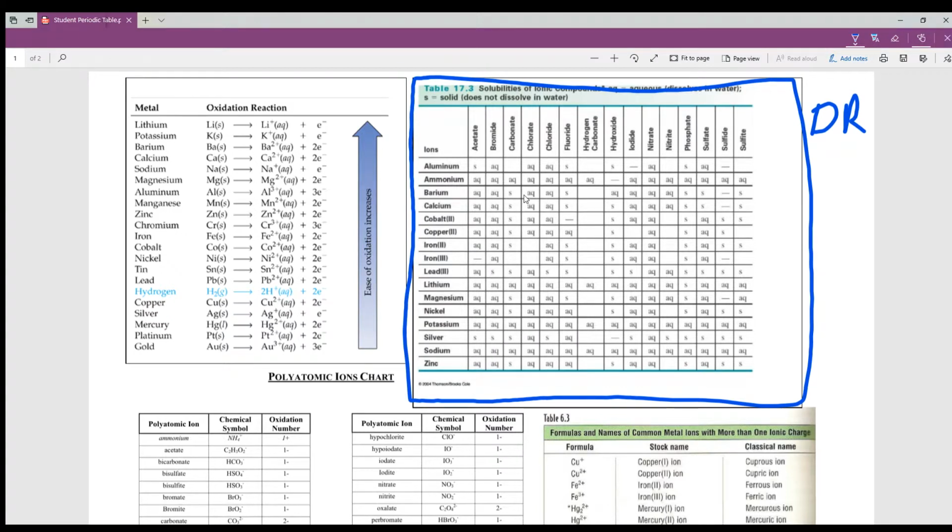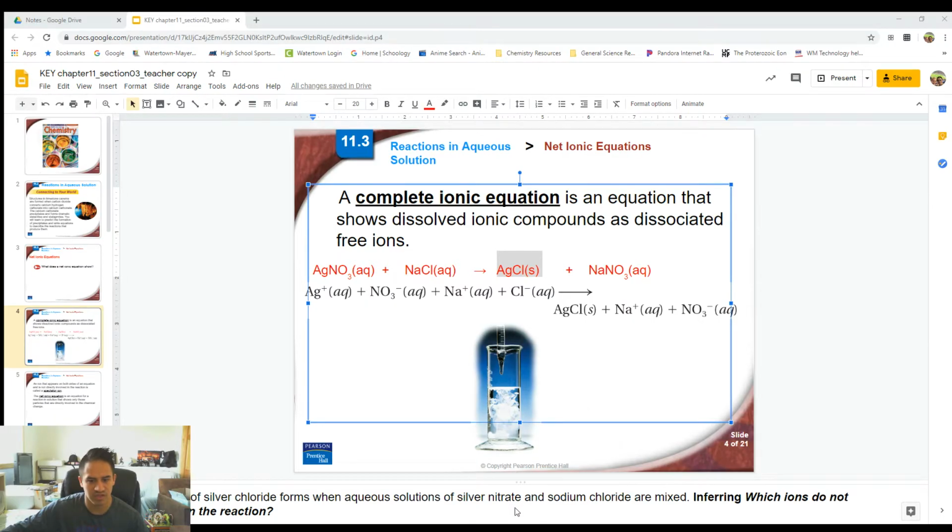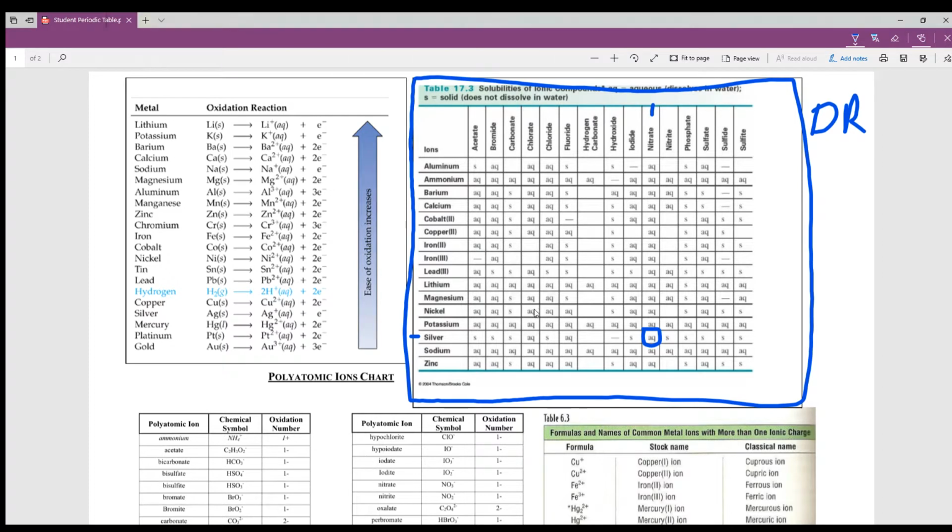Okay, and for silver nitrate, which is one of the compounds we're starting with, we can check to see if it's solid or aqueous. So we have silver here, we have nitrate here. And if we go until these things intersect with each other, we do see that it is aqueous. Okay, so that is how we know that this compound here, AgNO3, is aqueous. Same thing with this one, NaCl, that is sodium chloride. So again, we can go check on our solubility chart. We find sodium here, we find chloride here, and we can see where they intersect, and this is also aqueous. Okay, so this is how we determine if something is aqueous or solid.